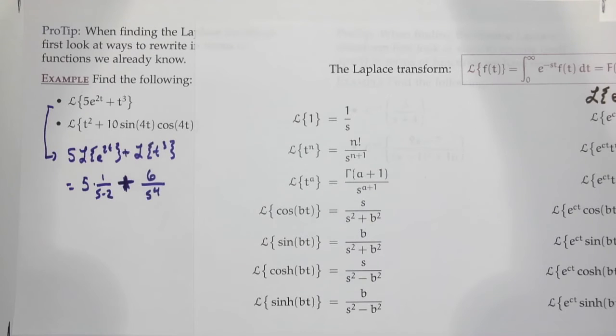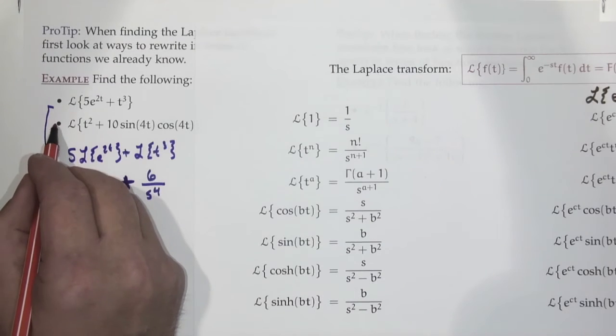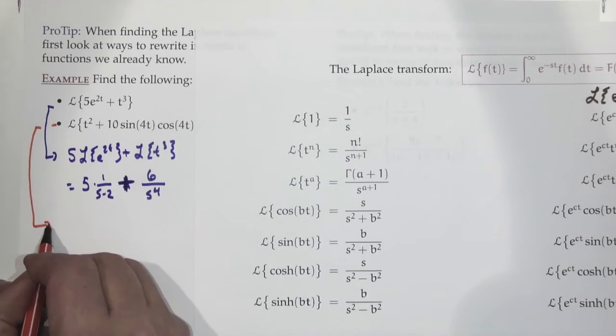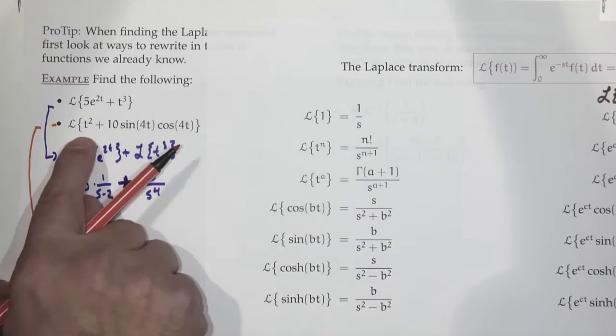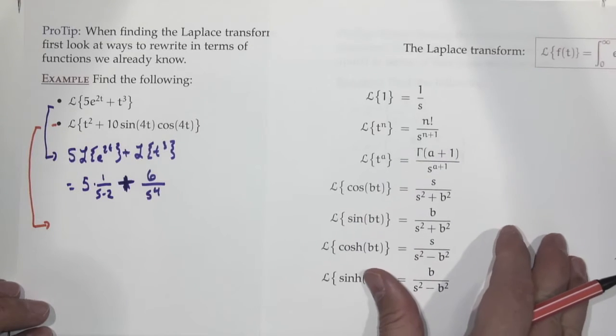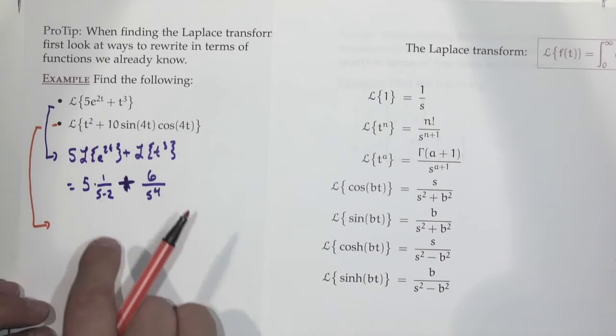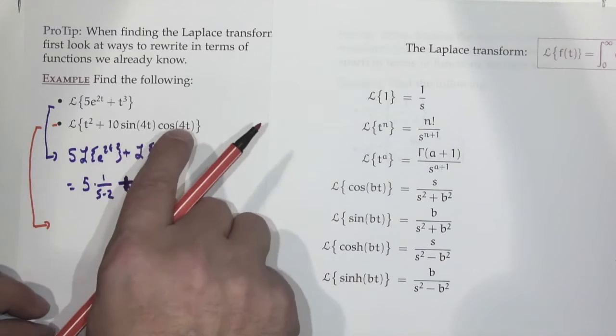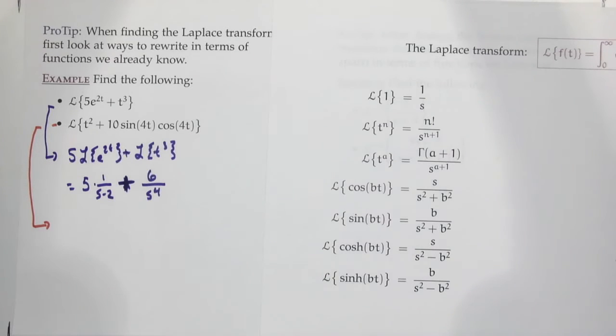All right, let's look at our next one. Okay, t squared plus 10 sine 4t cosine 4t. Now t squared, is that on our list? Yes, so life is good. Sine 4t cosine 4t, is that on our list? No, not yet. Now we could figure it out, but that sounds like work. We want to avoid work. That's why we have our table.